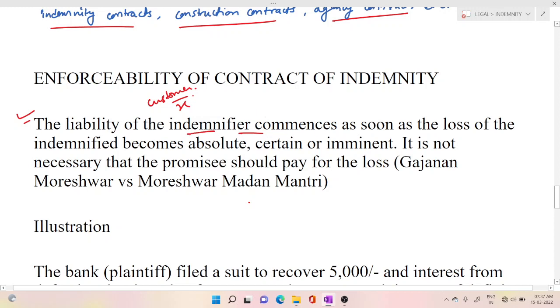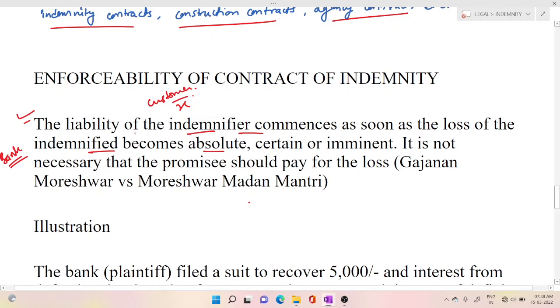The liability commences as soon as the loss of the indemnified. Who is the party here that is indemnified? The bank was the party. It says the liability commences when the loss of the bank becomes absolute, certain or imminent. Okay, the liability of that customer X commences as soon as the loss that the bank is going to face.